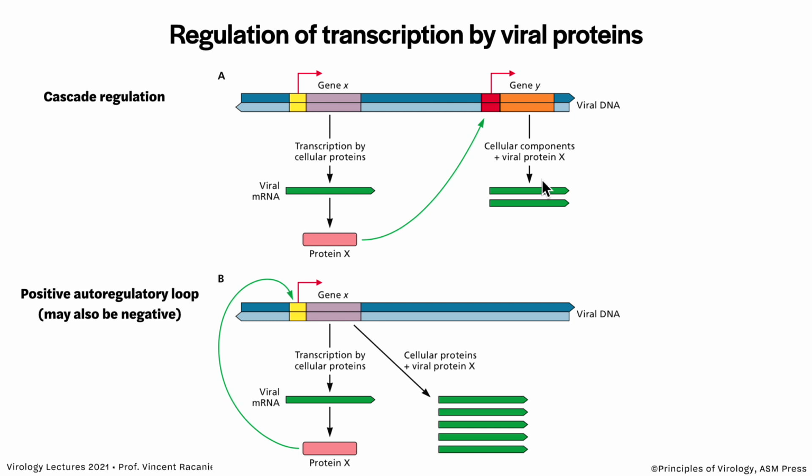We'll see a number of examples of that. And we'll also talk about why you would need that. What's the function of having a cascade? Why not have everything made at once?